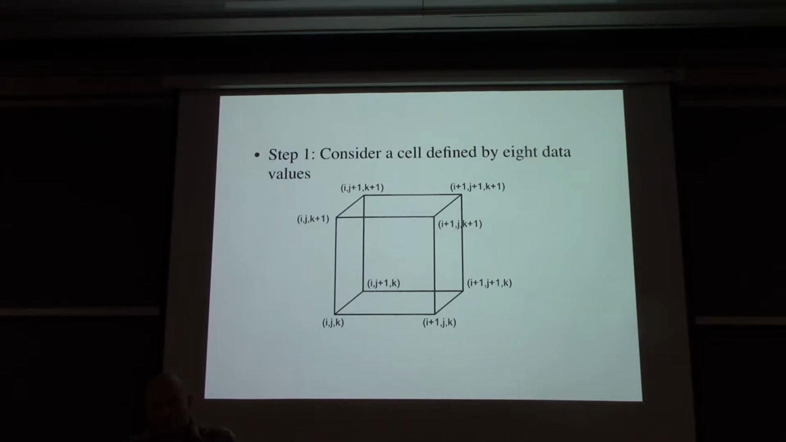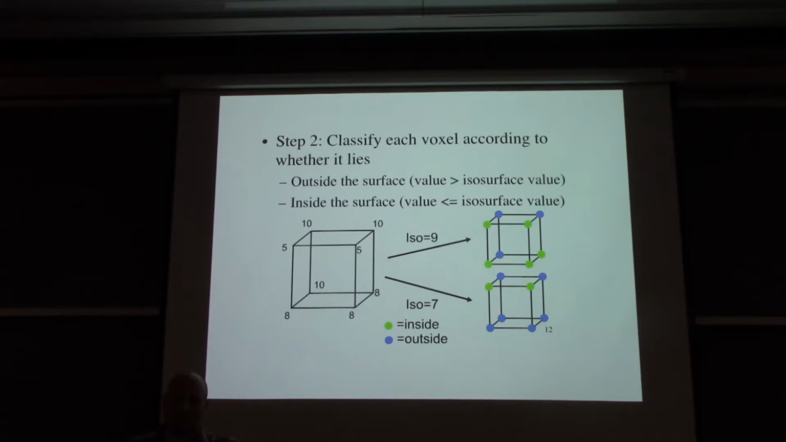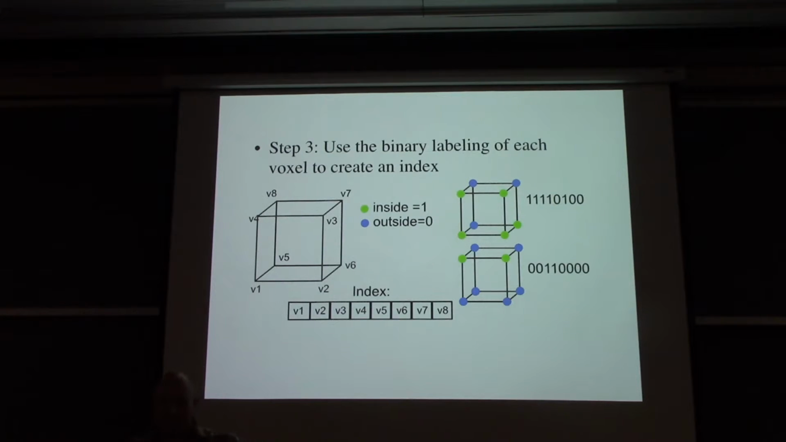But anyway, this is what it looks like inside one cell. So you start out with your voxel with 8 vertex values like this, and then you classify each voxel according to whether the surface lies, so whether the voxel is outside the surface, so the value is greater than the isosurface, or inside the surface, value is less than the isosurface. So that's your first step. And then you have sort of a binary labeling of each voxel that creates the index for that voxel. So you end up having 8 of those in total, and it's just like this little hash code.